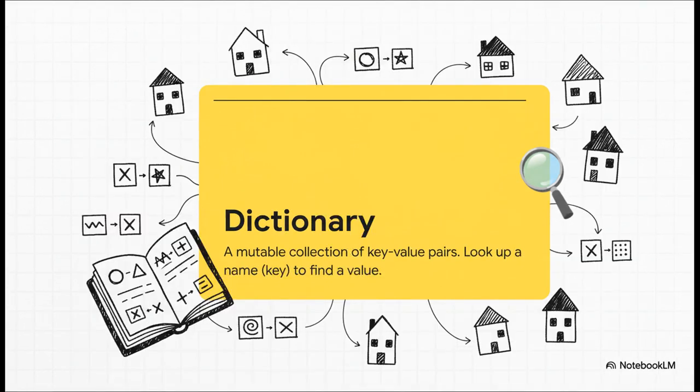But what if we need something a little more sophisticated? For that, we can use a dictionary. Now, don't think of a list anymore. Think of an address book or, well, a dictionary. You don't look up things by their position, like the fifth item. Instead, you look up a specific key, like someone's name, to find its value, like their phone number. It's all about these key value pairs.